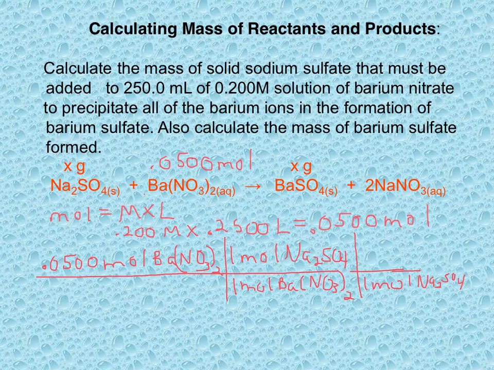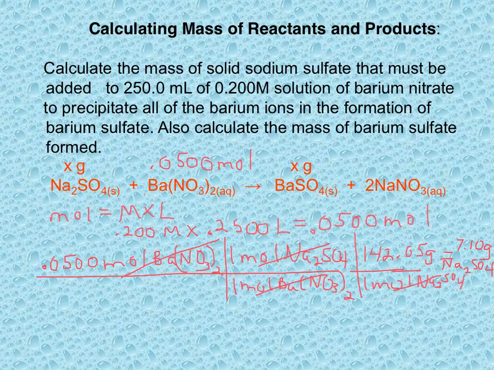The molar mass of Na2SO4 is 142.05 grams. And now let's check our labels. Moles of barium nitrate cancel, moles of sodium sulfate cancel, and I'm left with the grams of sodium sulfate. And the answer is 7.10 grams of Na2SO4.